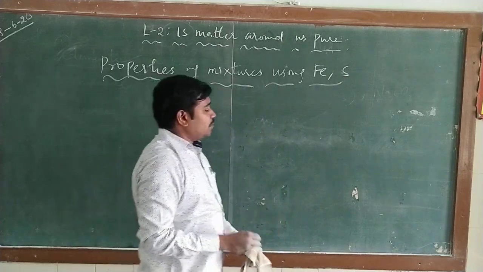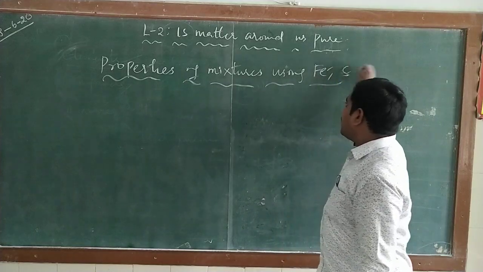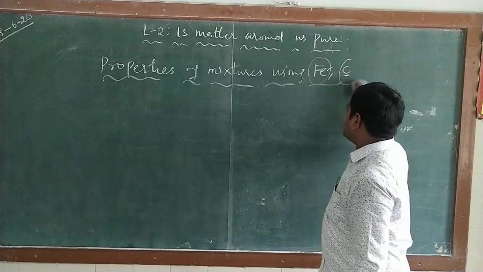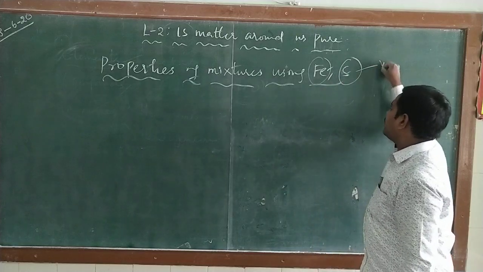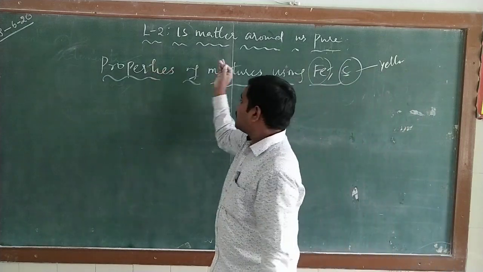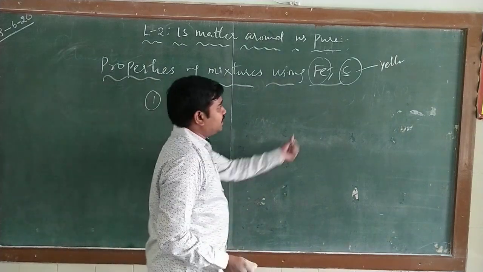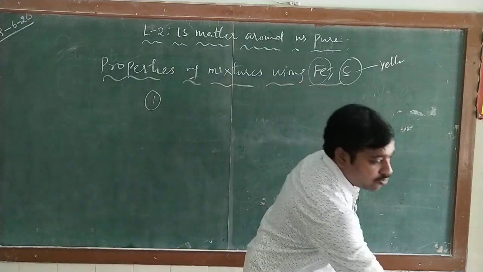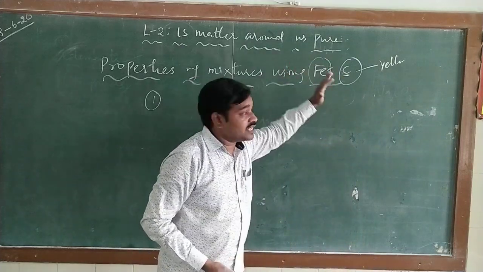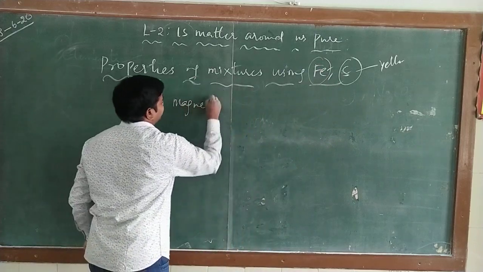So we are going to study the properties of mixtures, and for that we are going to take two examples: iron and sulfur. Iron is a metal and sulfur is a non-metal, and sulfur is yellow in color. By using these two, we are going to study the properties of a mixture. If we combine the iron and sulfur, how can we separate them? The first method we are going to use is a magnet.